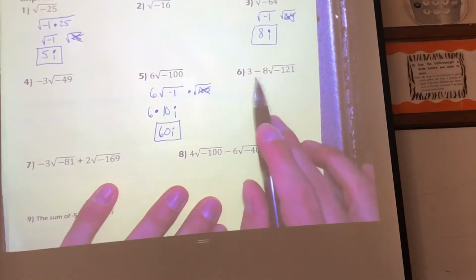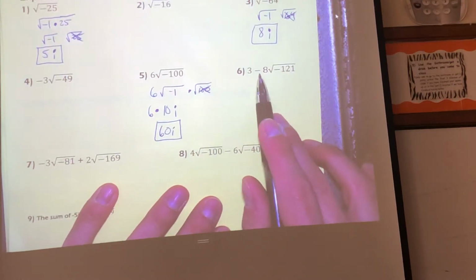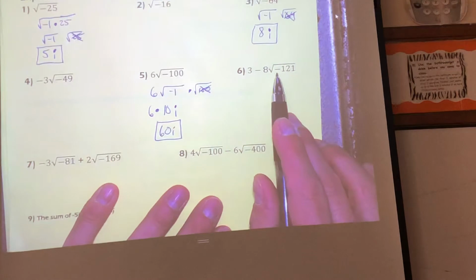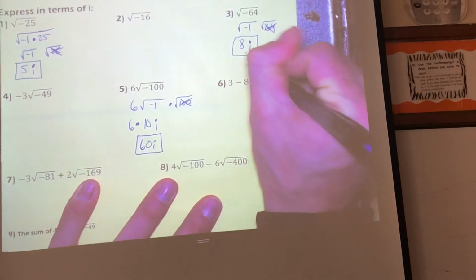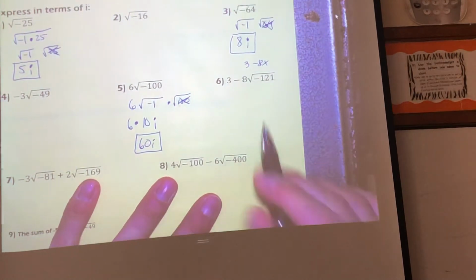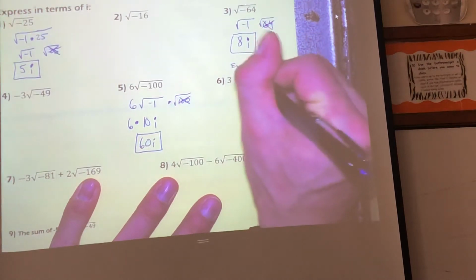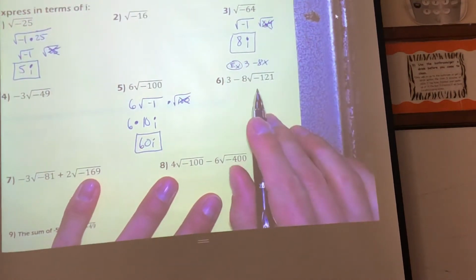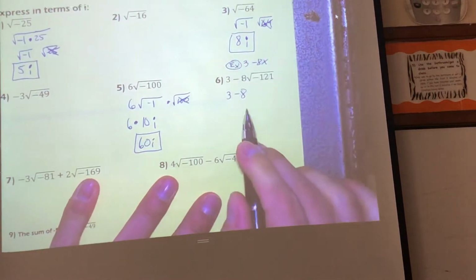Continuing. Now we have two terms on the outside. I cannot add or subtract these two because this 3 is attached to a radical. It's very similar to if I had 3 minus 8x. They're not like terms. So now I'm going to continue with what we were working on previously. So I have 3 minus 8. That's going to stay on the outside.